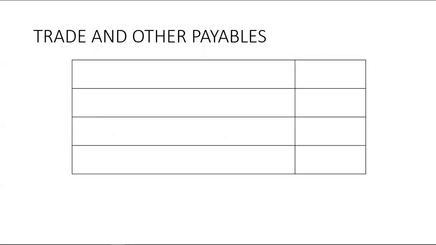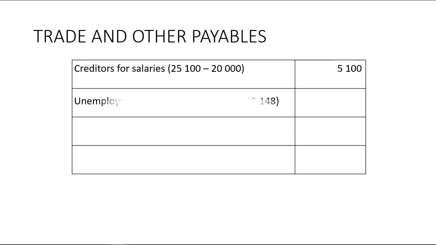In trade and other payables, creditors for salaries of 25,100 need to be reduced by 20,000. You'll be left with 5,100 that you still owe to your employees. The unemployment insurance fund will be reduced by the two amounts, which relates to UIF. The deduction from the employee salary as well as the contribution, which is 148, and you'll be left with 683. Even if you wrote here SARS, UIF in brackets, you'll still be correct.